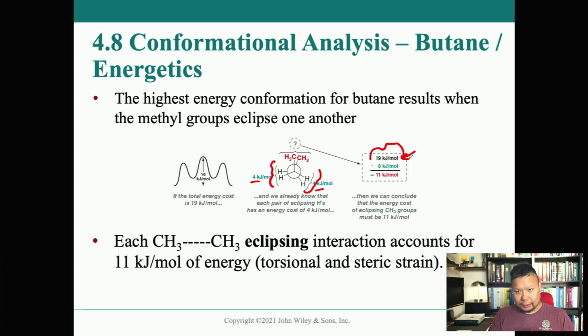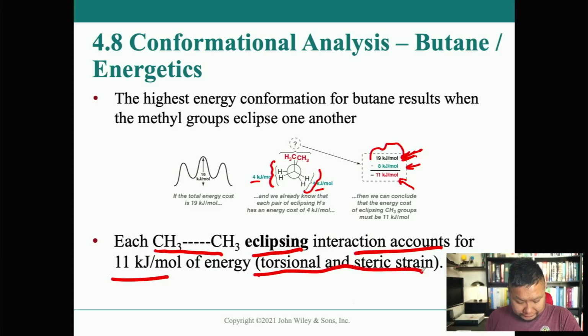So we know that the total cost of the entire rotation is 19 kilojoules per mole. If we subtract the 8 kilojoules per mole from the hydrogens passing each other from the total 19 kilojoules per mole of the entire rotation, then we can calculate what it costs just to have two methyl groups passing each other, eclipsing each other like this. So each time a methyl eclipsing interaction occurs, that's 11 kilojoules per mole. That's a lot of torsional and steric strain.